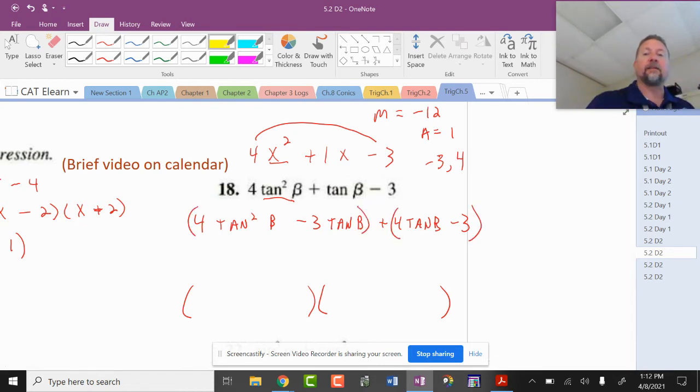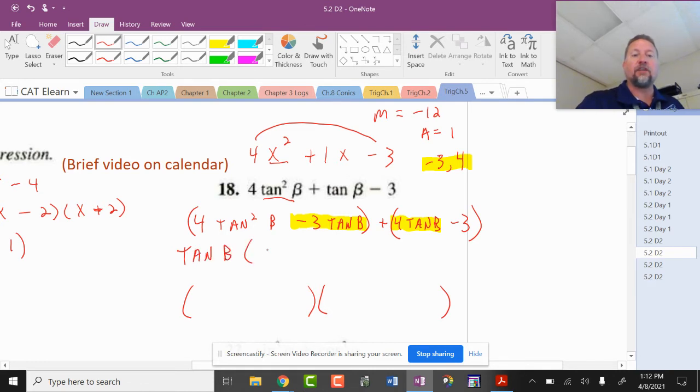So I do want to highlight this. Negative 3 plus 4, negative 3 times 4. Those are the magic numbers you use to split up the middle term. Then you group and you factor out a GCF. This is so weird, right? The only thing that I can factor out in the first one is a tangent. That's a GCF. And that leaves 4 tan squared minus 3, because I pulled that tan out.